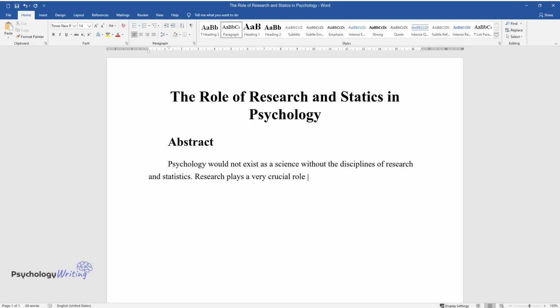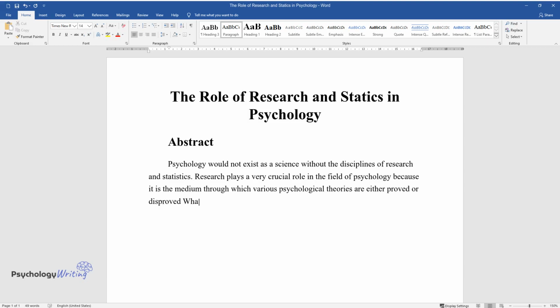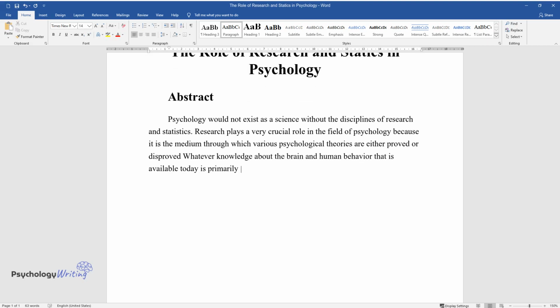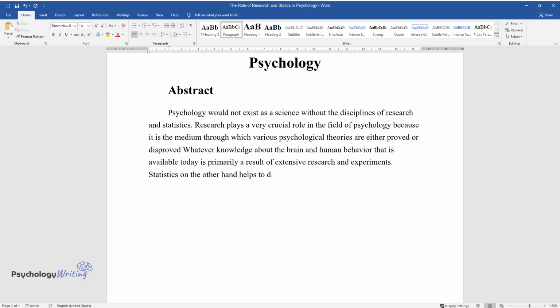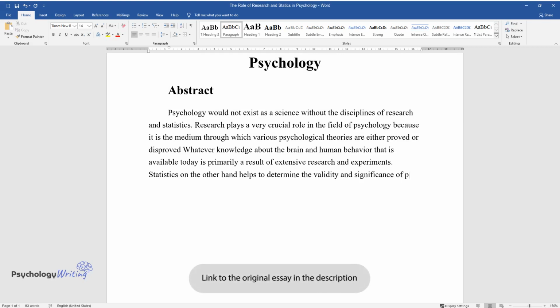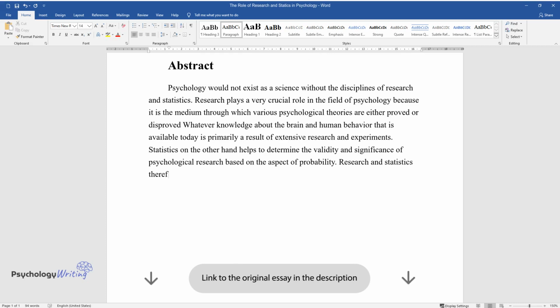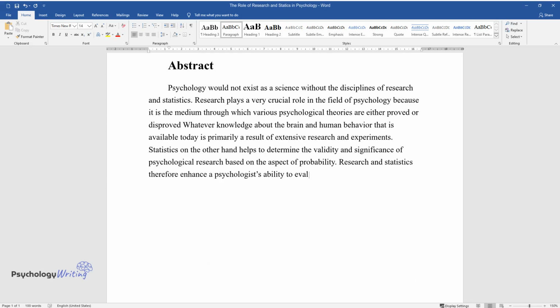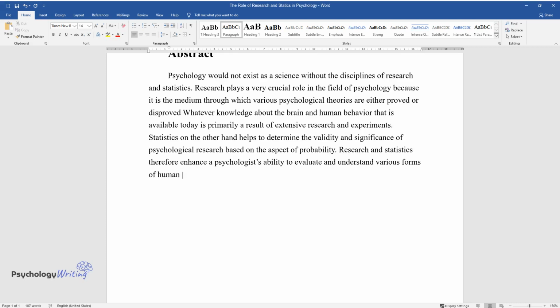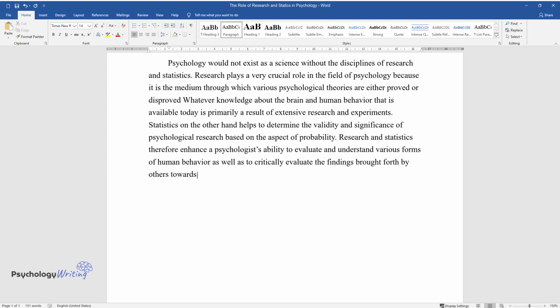Research plays a very crucial role in the field of psychology because it is the medium through which various psychological theories are either proved or disproved. Whatever knowledge about the brain and human behavior that is available today is primarily a result of extensive research and experiments. Statistics, on the other hand, helps to determine the validity and significance of psychological research based on the aspect of probability. Research in statistics therefore enhances a psychologist's ability to evaluate and understand various forms of human behavior as well as to critically evaluate the findings brought forth by others towards the research process.